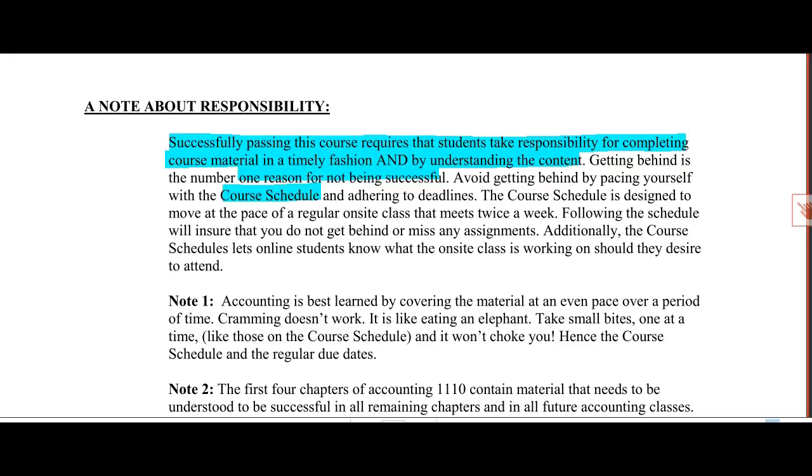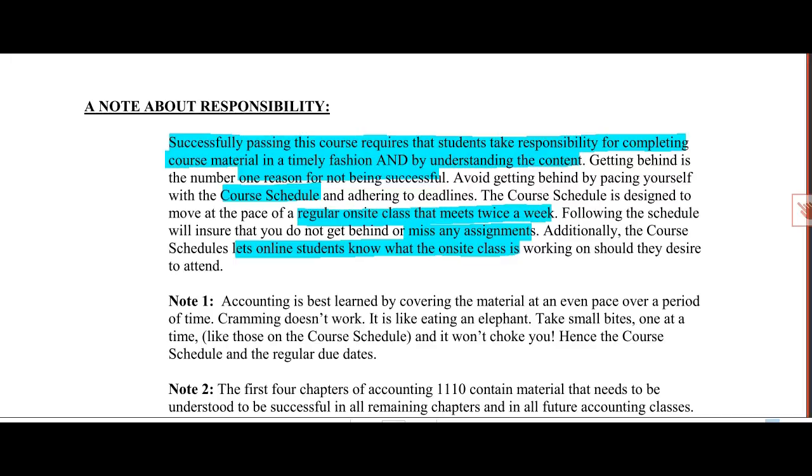The course schedule moves at the pace of a regular on-site class that meets twice a week. Following the schedule will ensure that you don't get behind and that you won't miss any assignments. Additionally, it lets you know about where the on-site classes are at, so if you desire to drop in and attend one, you'll be at the same place.